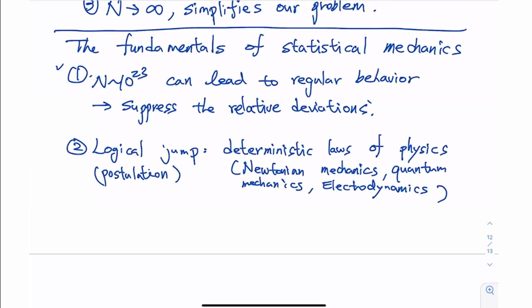But this big assumption actually tells us that the precise knowledge of the molecules in the microscopic world is actually not essential to understand the system as a whole. Okay, so that's the second big assumption of statistical mechanics. So in the next few lectures, I'll basically focus on this part.